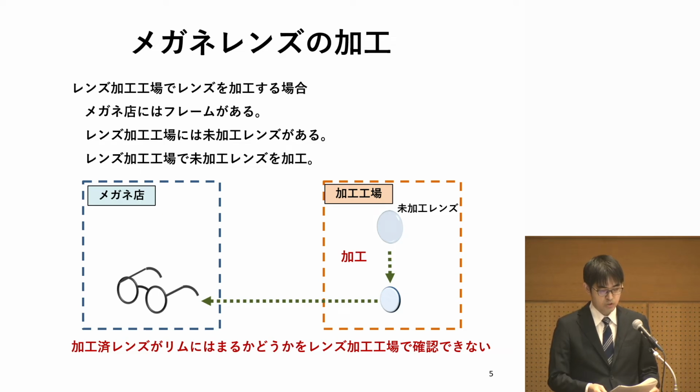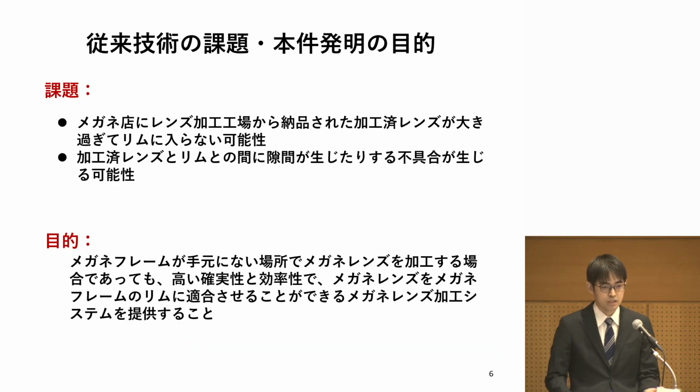In this case, there are no frames. Therefore, the lens processing factory cannot confirm if the lenses will be accommodated on the rim. Please look at page 6. Therefore, there was a possibility that the processed lenses delivered to the shop from the factory are too large to fit the rim, and, on the other hand, the lenses may have some defects such as fitting loosely, leaving gaps between the lens and the rim.